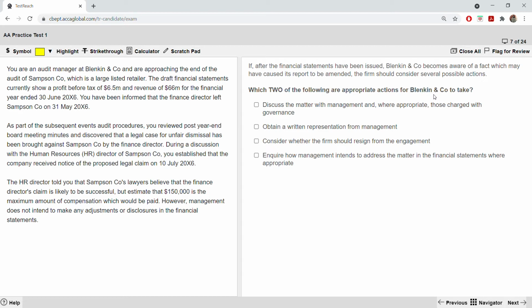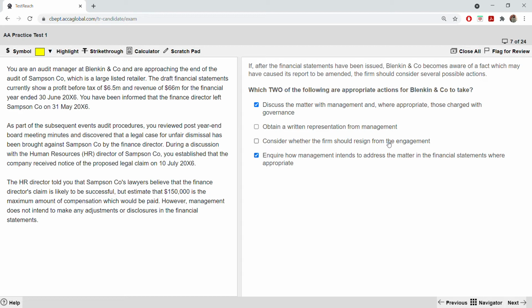So what is it? Discuss the matter with management and, where appropriate, those charged with governance. Yes, this is one of the actions they are always told to do. Obtain a written representation from management. No. Consider whether the firm should resign from the engagement. No. Inquire how management intends to address the matter in the financial statements, where appropriate. First, you always have to discuss with the management before taking any action. Resigning and all comes at the end. It is the last resort.